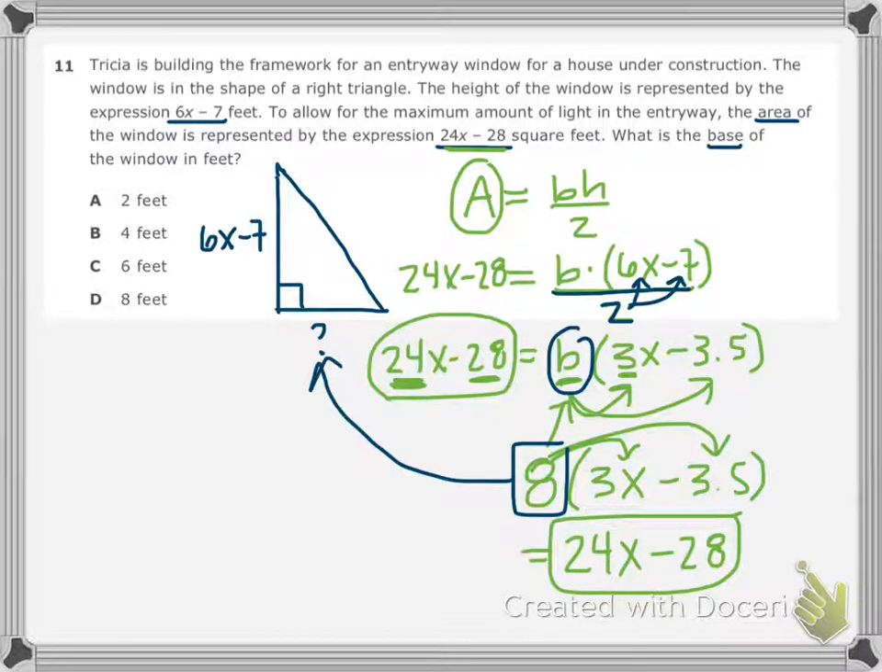So that goes here. So when I go back up here, if I did 8 times that height, I distributed that 8 in, and then I divided that all by 2, I would get this area that I was looking for. So the answer here is 8.